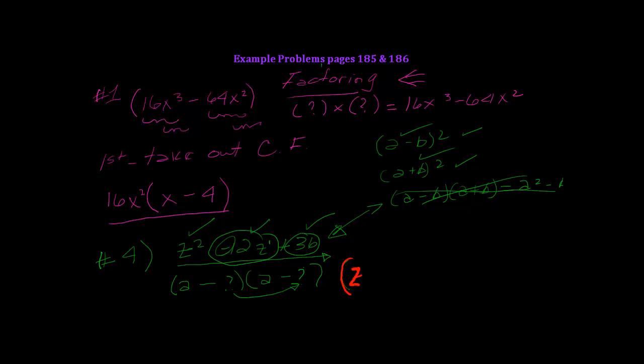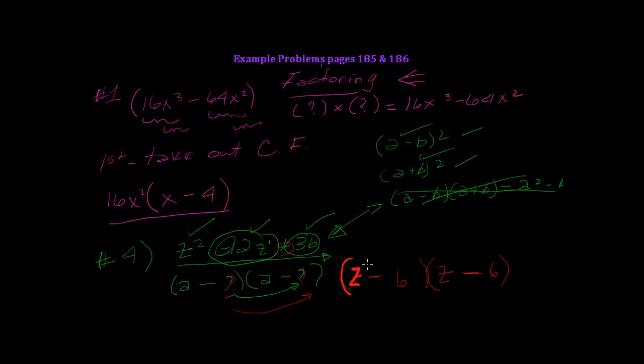And of course, we have z over here. And these both need to be negative, because if this question mark here is negative and this one is negative, when we multiply them, they get a positive, and we have a positive here. So look, we have negative 6 times negative 6.